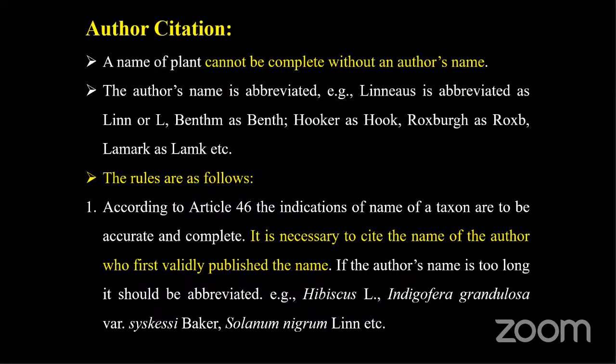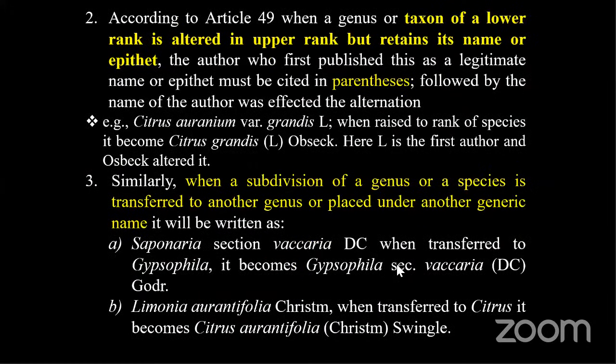So if you want to write the name of any particular plant, it should always be attached with the name of an author who has first discovered that particular plant. So there are certain rules related with the author citation, how to cite the name of an author. Say for example, it is necessary to cite the name of an author who first validly published the name. For example, Hibiscus L. Either it may be a unitary name, binary name, trinary name, but you should give the name of an author.